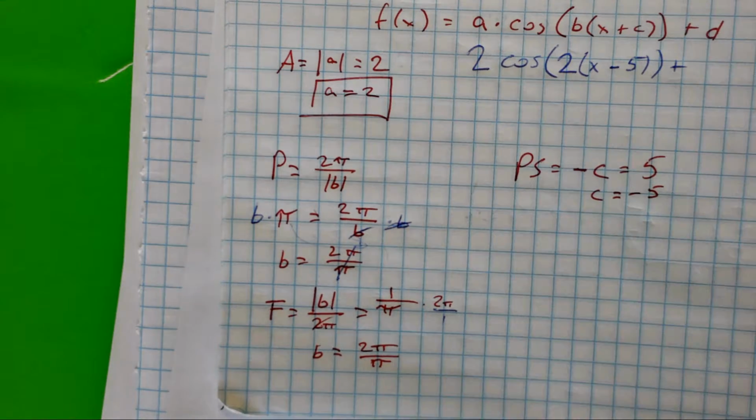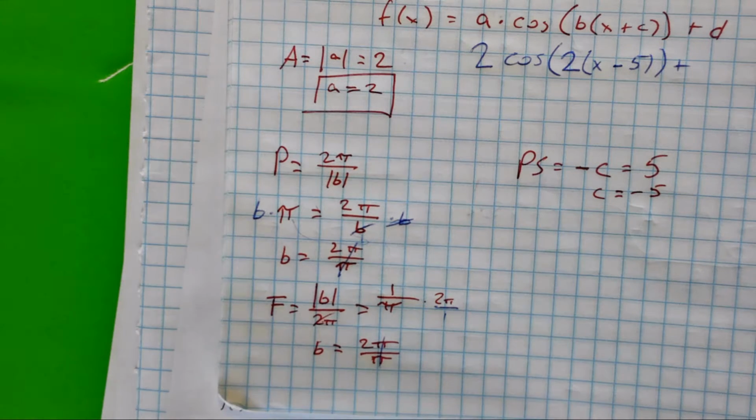Which is, of course, 2 again. So same thing either way. You can use frequency, you can use period to figure B out, because really they're just the same thing upside down.